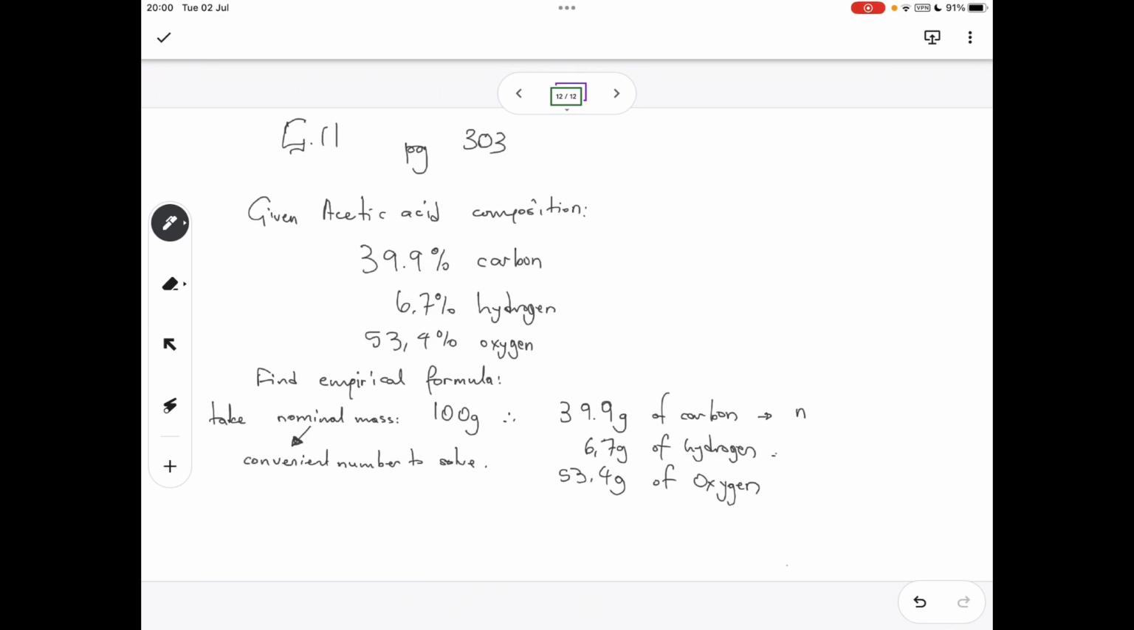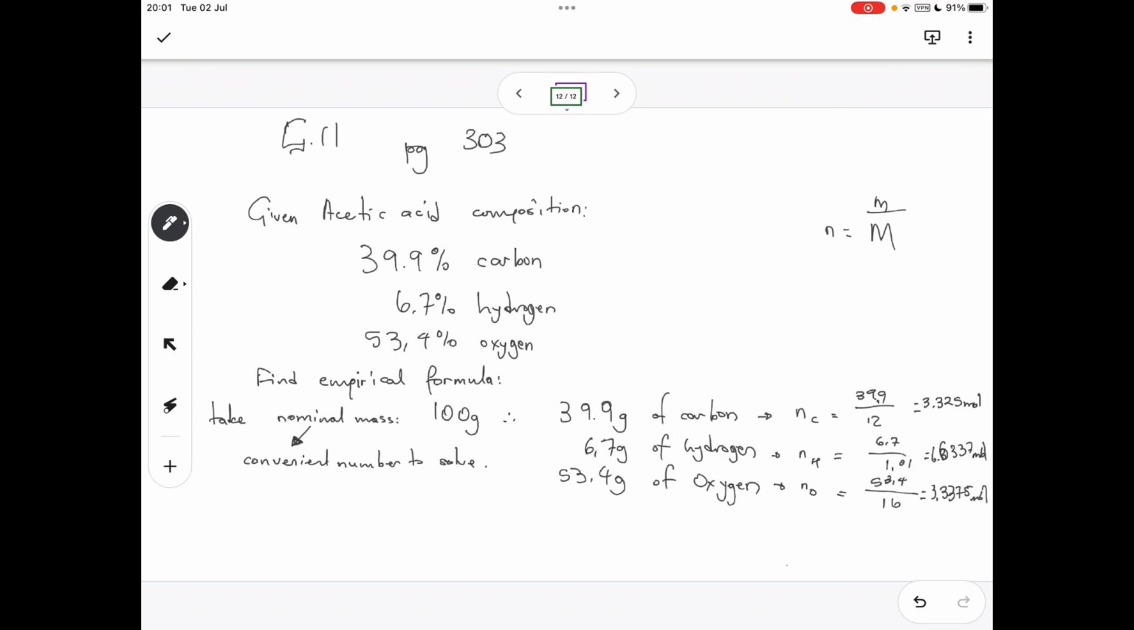Okay. And then we can work out the number of moles for each. With that, we use these masses. Remember, the number of moles is the mass divided by molar mass. So we'll take 39.9 and divide it by the molar mass of carbon, which is 12 on the periodic table. Hydrogen is 1.01 and oxygen is 16. Then we find the answers. Here we've got 3.325 mole. Here we've got 6.337 mole. And here we also got 3.3375 mole.